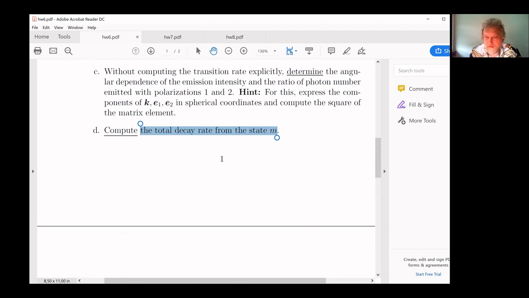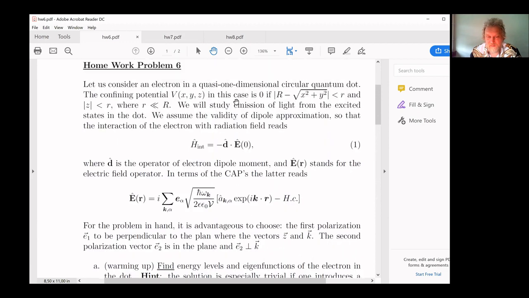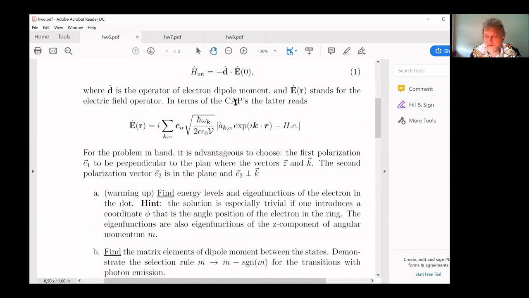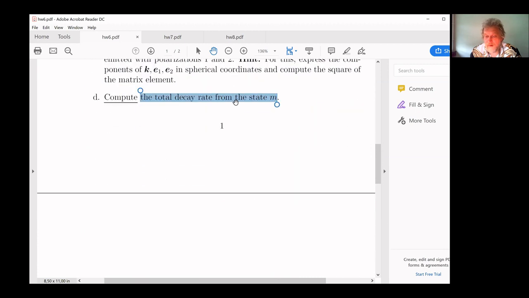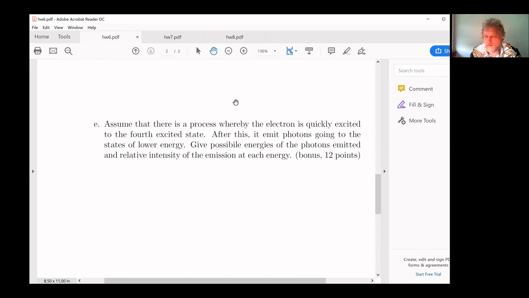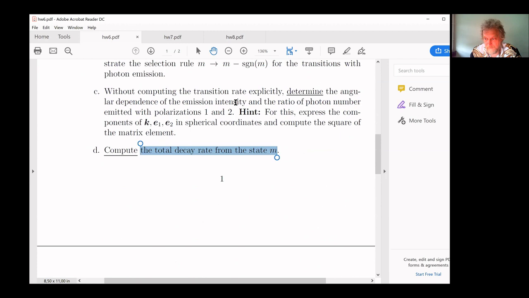Very good. I think I explained everything in the formulation. Please look at it again. Problem number 6. Are there any questions concerning the formulation? Please put them in the chat right now.